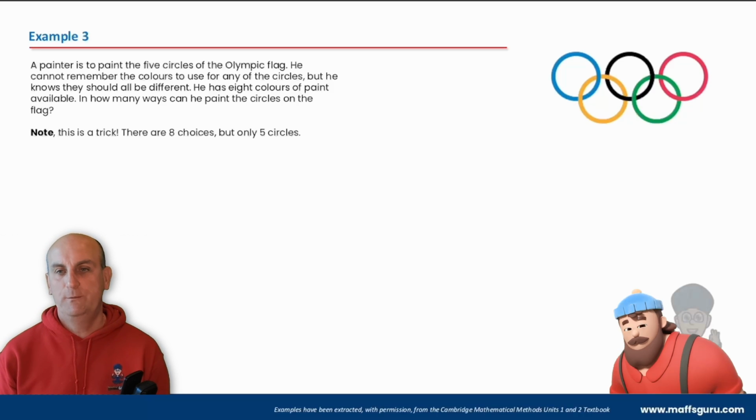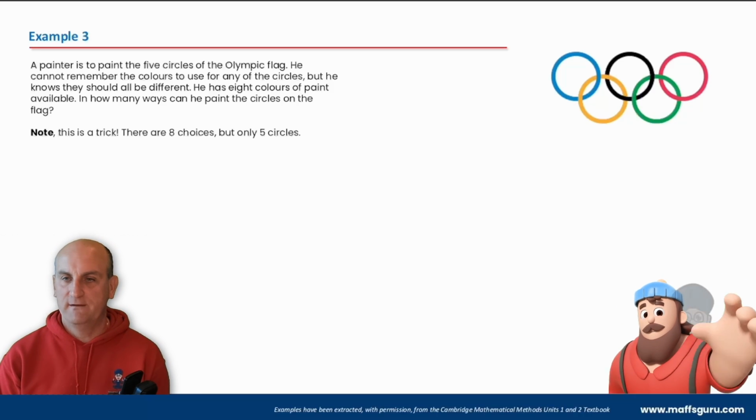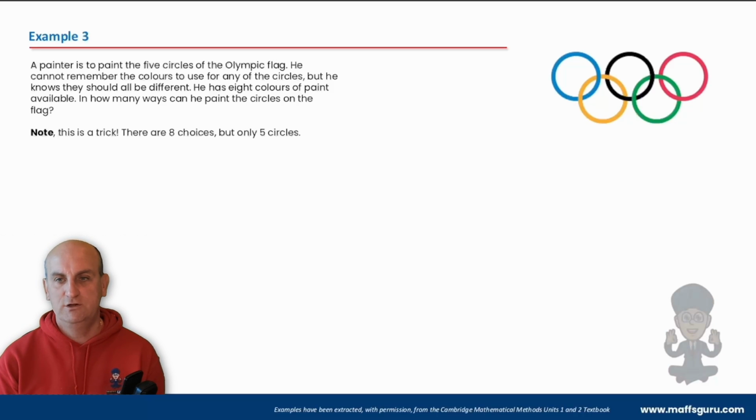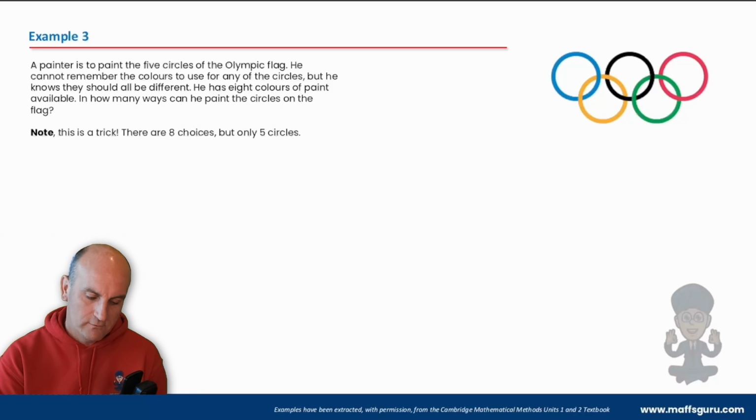A painter is to paint the 5 circles of the Olympic flag. He cannot remember the colours to use for any of the circles, but he knows they should all be different. All right, so we've got 5 circles. He has 8 colours of paint available. In how many ways can he paint the circles on the flag?